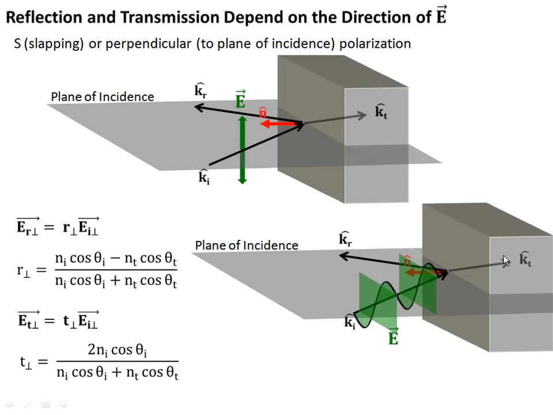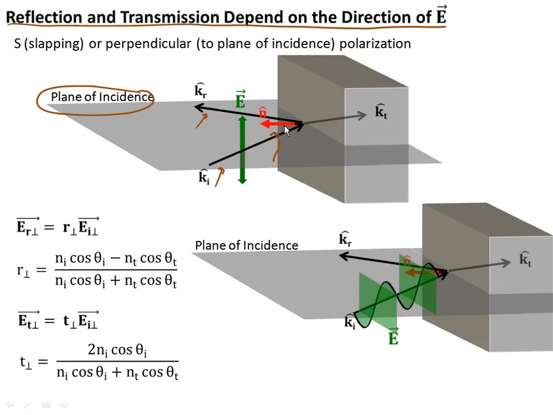Now, the first complication we run across is that the reflection and transmission that we see depend on the direction of the electric field. The first direction of electric field we're going to talk about is called S, or perpendicular polarization. The way we define this is we think, as we've talked about before, of a plane of incidence. This plane of incidence is the plane that contains both the incident and the reflected wave vectors, as well as the vector that's the normal to the surface.